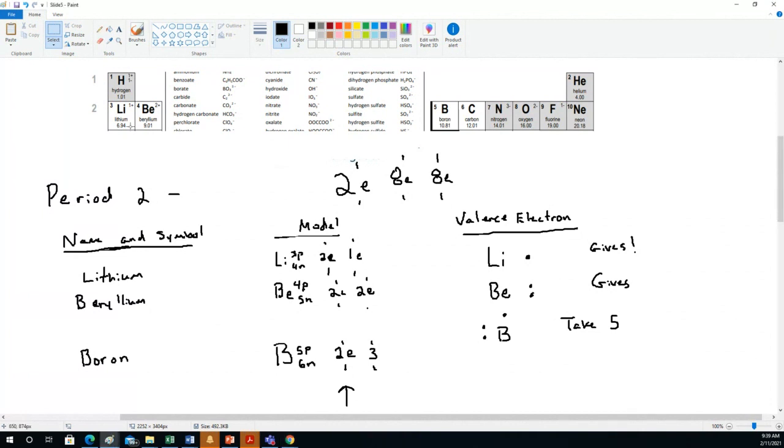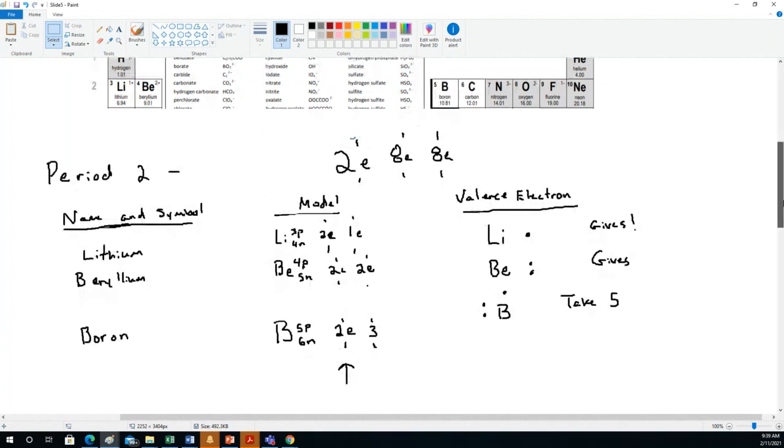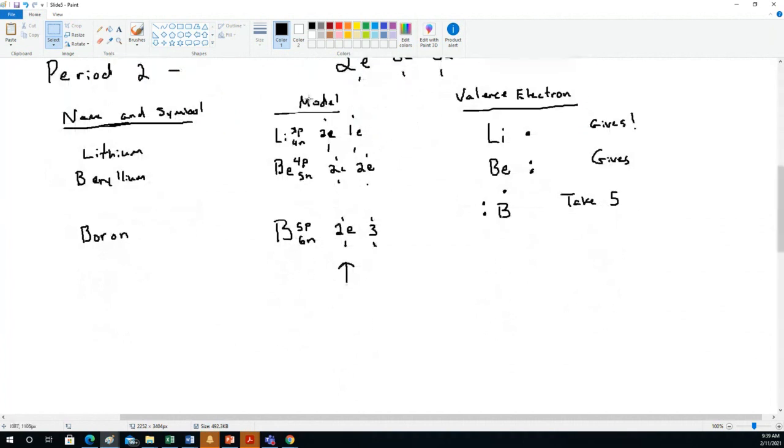As I scroll down, you won't have this part of the periodic table anymore, so make sure you've got it beside yourself. In class, we finished up boron, and we're doing the name, and then a model, and then the valence electron. So let me just catch up to myself here.